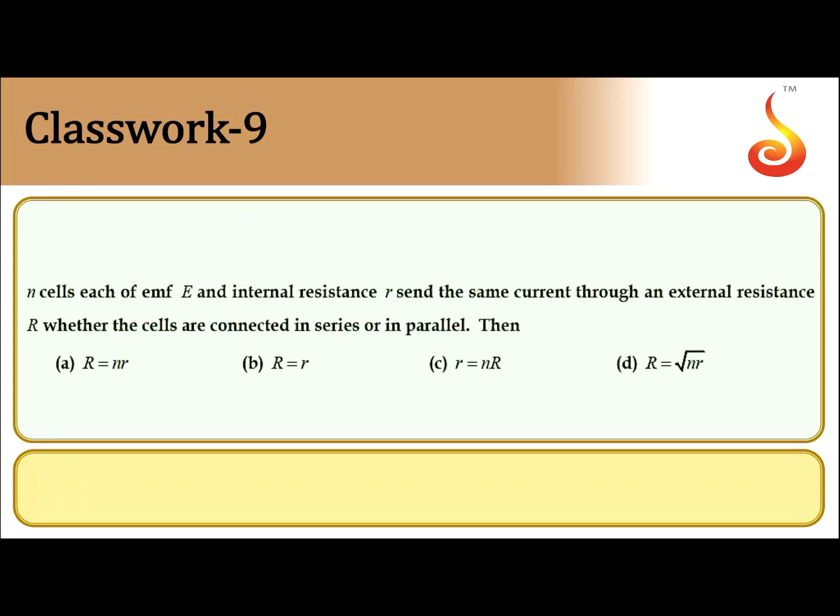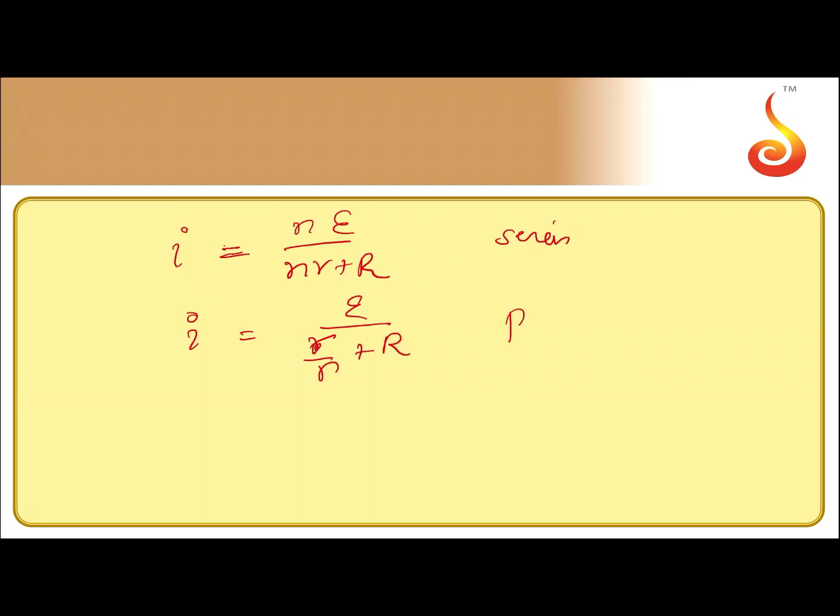Example 9. N cells, each of EMF E and internal resistance r, send the same current through an external resistance capital R whether the cells are connected in series or parallel. Then, okay. So, the current when connected in series is NE divided by Nr plus R. This is in series. Likewise, the current is same in parallel also. What is that? E divided by r divided by N plus R. This is in parallel.